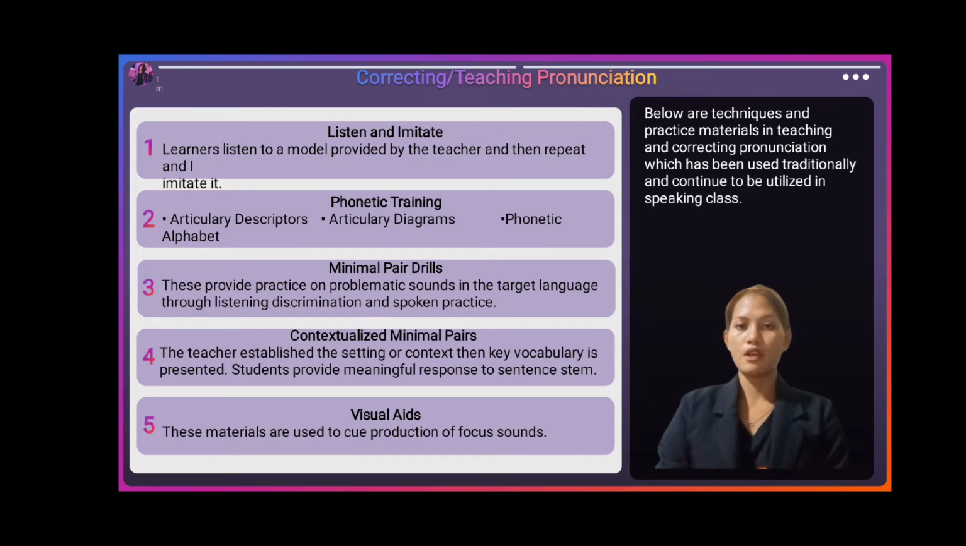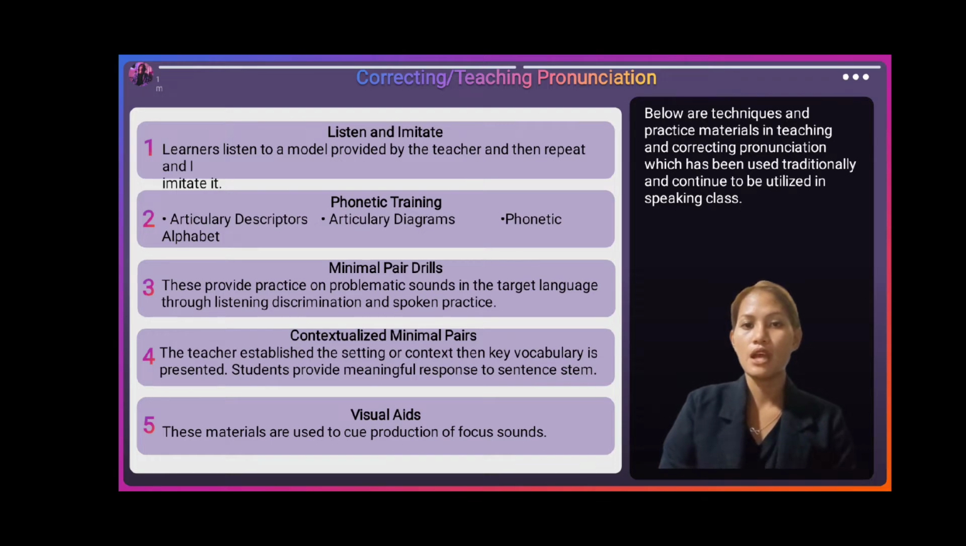Tip number 4. Contextualize minimal pairs. The teacher establishes the setting or context, then key vocabulary is presented. Students provide a meaningful response to a sentence stem. A minimal pair or close pair consists of two words with sounds that are very similar but have different meanings. For example, rat and lot may sound similar, especially to some non-native English speakers.